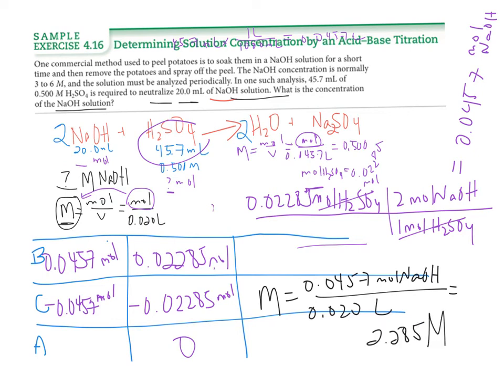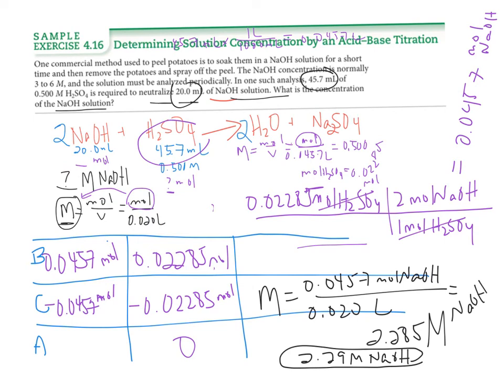So we found out 2.285 molar sodium hydroxide is our molarity. We're going to round that to 3 significant figures because that's what we're working with. So it would be 2.29 molar NaOH is the answer we would write and circle on our paper. So that's the molarity. Now I said I would define endpoint and equivalence point.